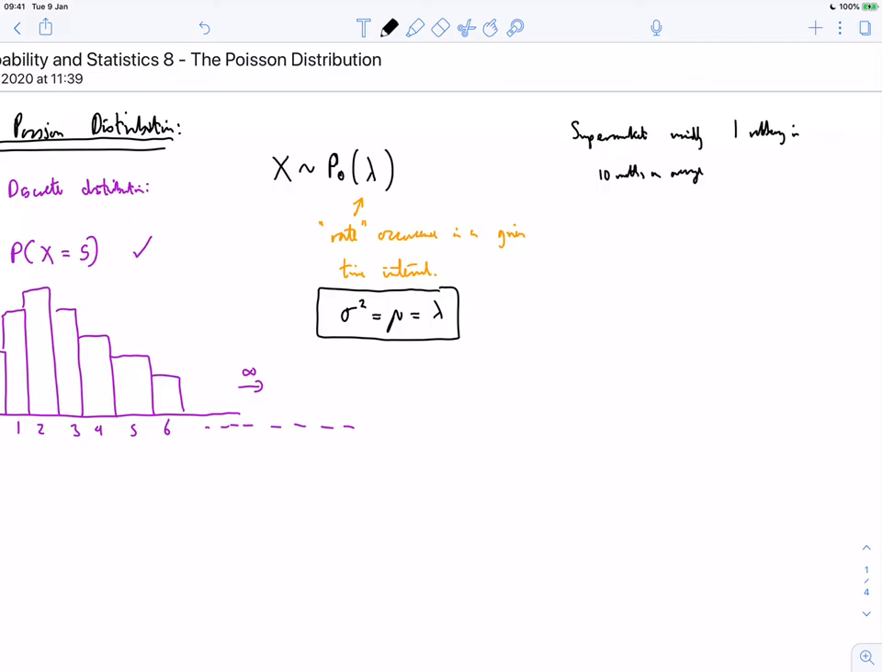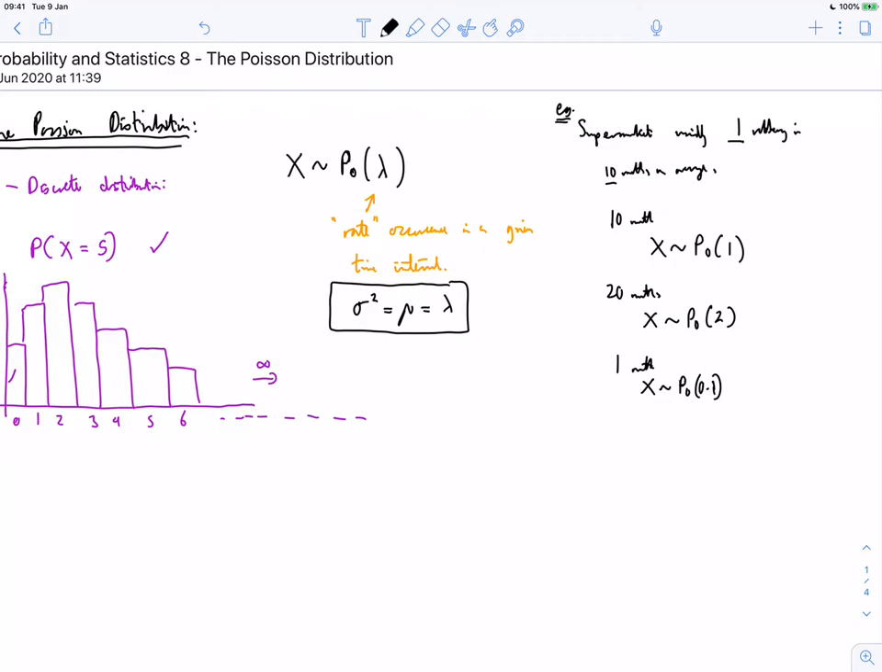Then you could say that we've got a rate, i.e. one robbery per 10-month period. So for a 10-month period, this could have a Poisson distribution of rate 1. If you wanted it over 20 months, then it could be a Poisson of rate 2. If you wanted it over a smaller interval, for example 1 month, then all you do is scale it down. So it's a Poisson of 0.1, just divide it by 10. That's what I mean by a rate.